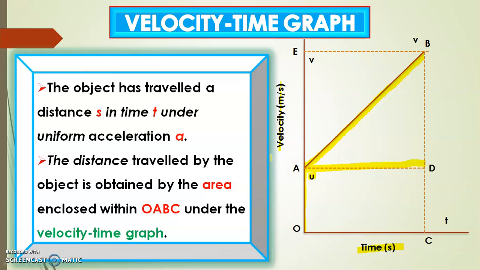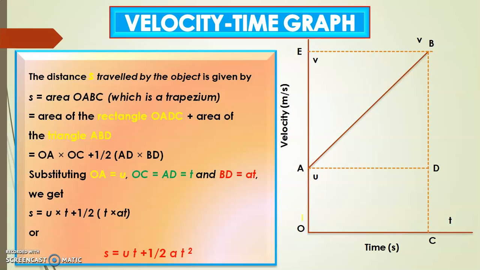Now, the distance traveled is equal to the area enclosed within this trapezium, that is O, A, B, C. Clear? We will discuss that area O, A, B, C. This region will give you the distance traveled under the velocity time graph. So let us start to calculate. Now the distance s is given by the area OABC.